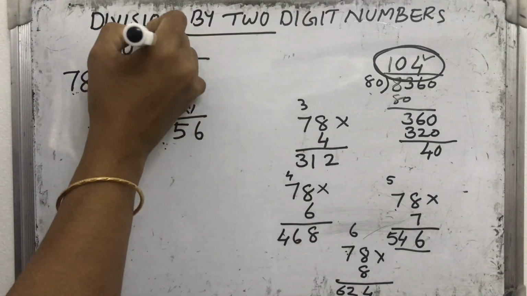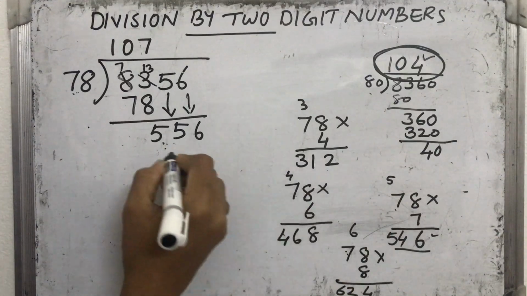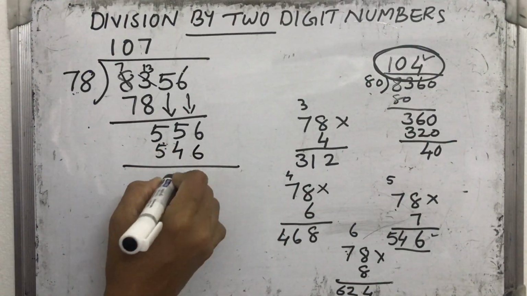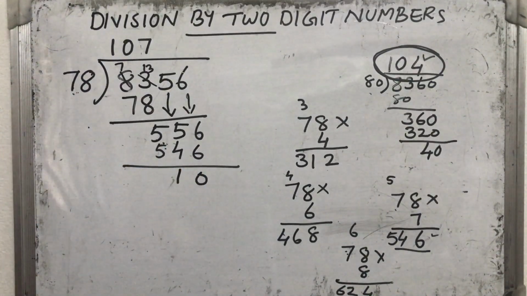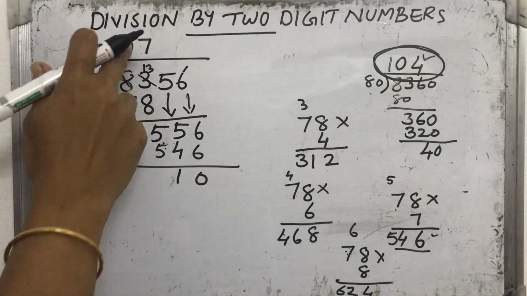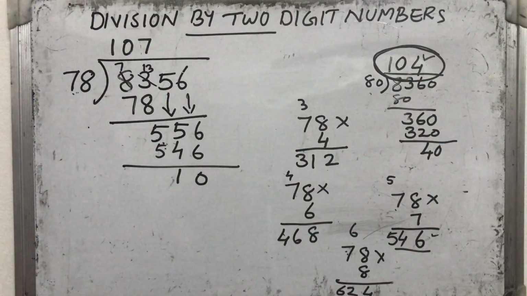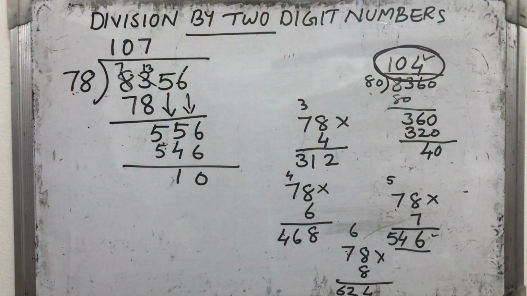So what answer can we write here? It is 7. 7 into 78 is 546, and subtracting, 6 minus 6, 0, 5 minus 4, 1. Now what is the quotient we got here? 107. The actual answer is 107, but the approximated answer we got was 104, which is just near 107. So using that method we can find the answers for dividing a number by a 2-digit number.